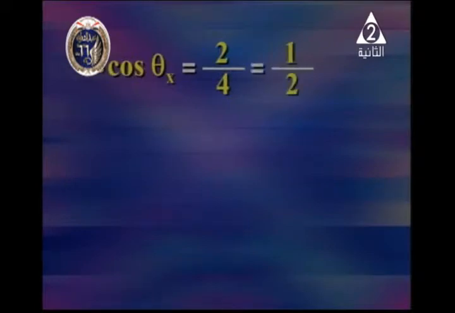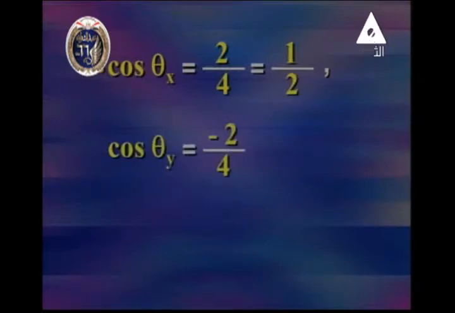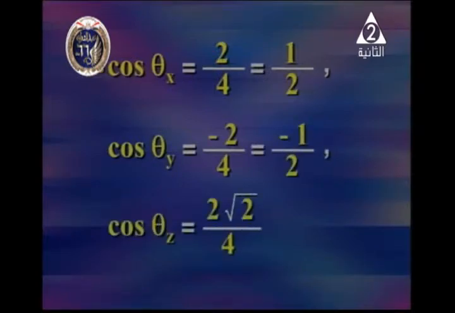What is the value of cosine theta x? Excellent student. The first component, 2 over 4, equals half. What is the cosine theta y? Negative 2 over 4 equals negative half. But cosine theta z, 2√2 over 4, equals √2 over 2.